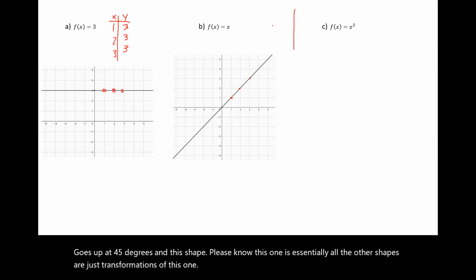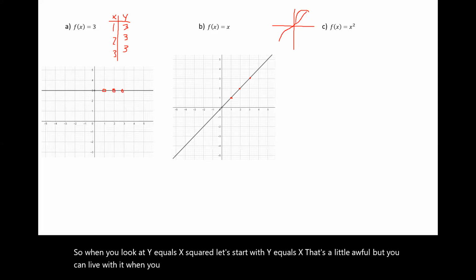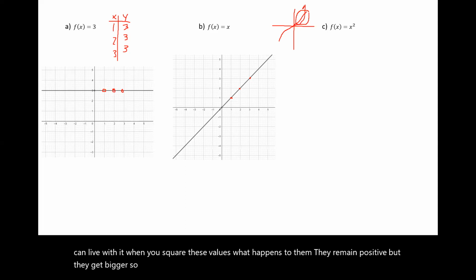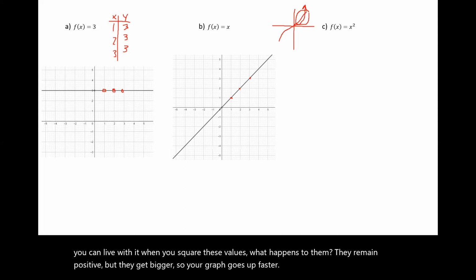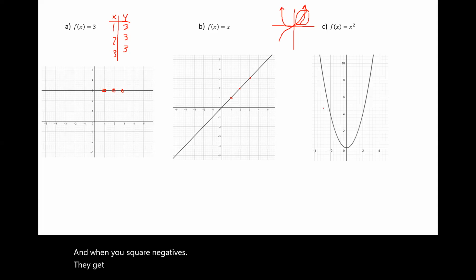So when you look at y equals x squared, let's start with y equals x. That's a little awful, but you can live with it. When you square these values, what happens to them? They remain positive, but they get bigger. So your graph goes up faster. And when you square negatives, they get positive and go up quicker. And that's why you end up with this shape.